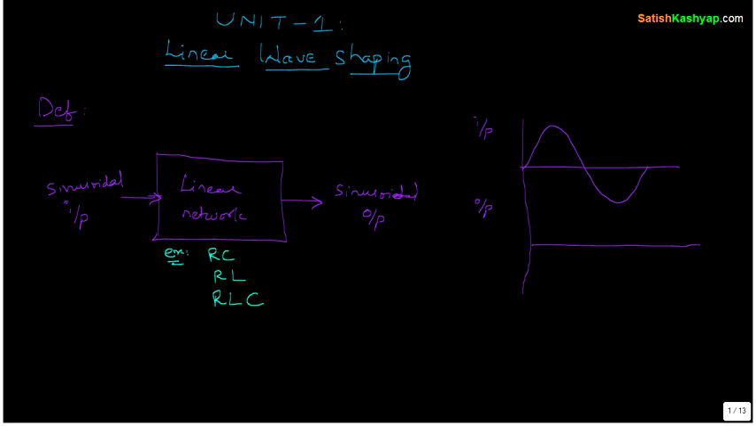But the only change is that the amplitude may be reduced, as well as a phase shift may be introduced between output and input. And if you apply a non-sinusoidal input to a linear network, then the output is not the same as the input. That means at the output, the wave shape is not maintained when a non-sinusoidal input is applied. So definitely the output is different from the input, and we are going to study how the output changes when a non-sinusoidal input is applied to a linear network. That study is called linear wave shaping.